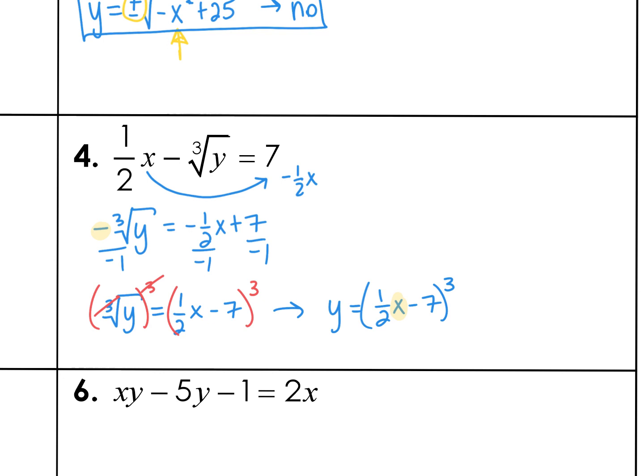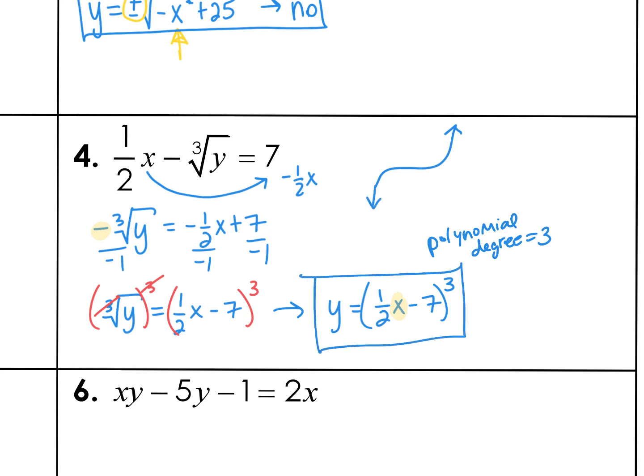And also, if you think about this, what is this going to look like? This is a polynomial, right? We studied those last year. The degree is 3. So this is going to look something like this. And if I do the vertical line test on this, I'm only going to touch my graph one time. So yes, this one is a function.